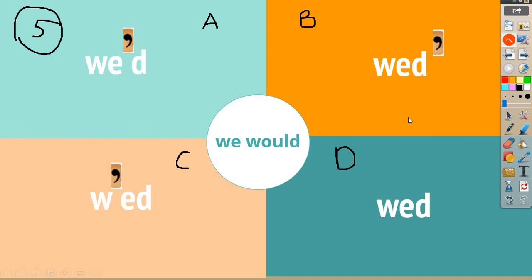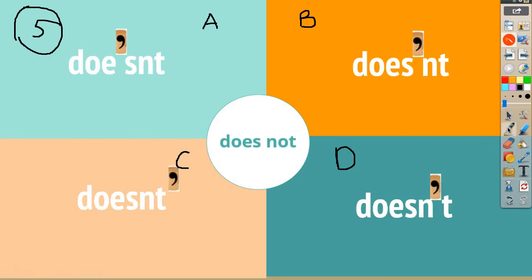All right, number 6 is does not. Do you remember what you need to take out of not to turn does not into doesn't? Does not turns into doesn't. Which one's the correct doesn't?